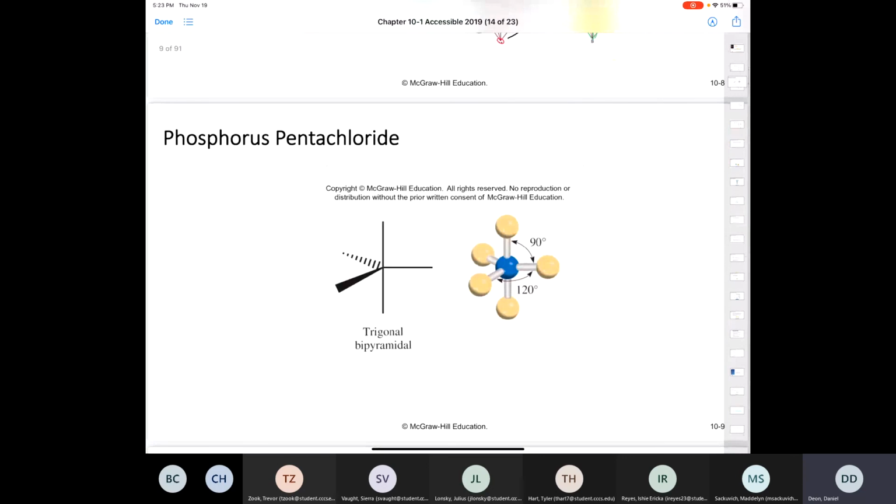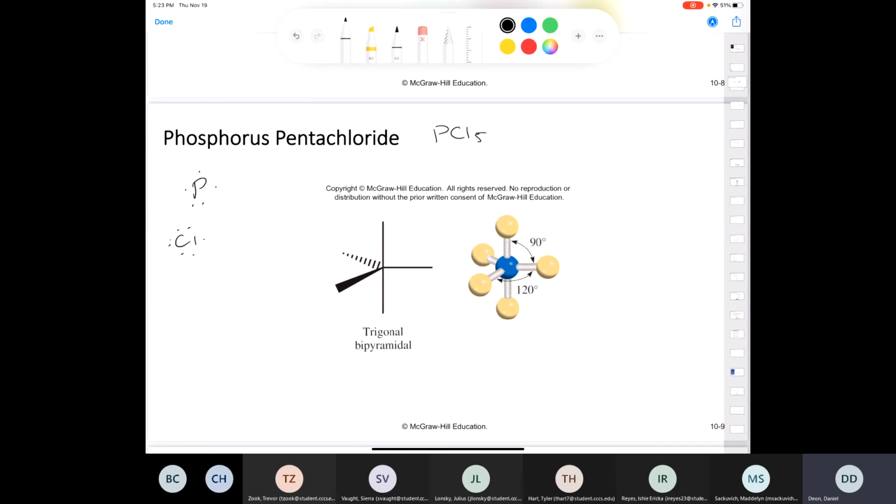Give me an example of a trigonal bipyramidal molecule. Okay, what about phosphorus pentachloride? PCl5. Phosphorus is in group 5A. It's got 5 valence electrons. Chlorine has 7 valence electrons. Now phosphorus is in the third period, so it can expand its octet.